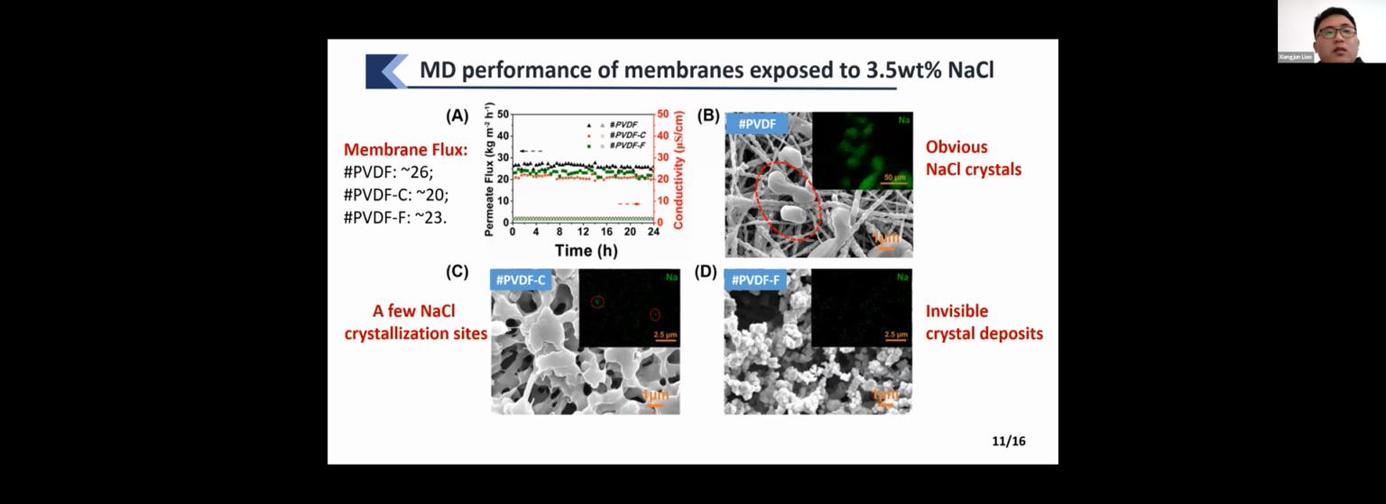The MD performance of the membrane was first tested using a sodium chloride feed solution. All membranes remain stable during the test time while maintaining different membrane fluxes. The SEM and EDS measurements show that there are obvious crystals on the original PVDF membrane, while a few small crystals appeared on the PVDF-C membrane, and no crystals were found on the PVDF-F membrane. This indicates the good anti-scaling performance of the omniphobic membrane.